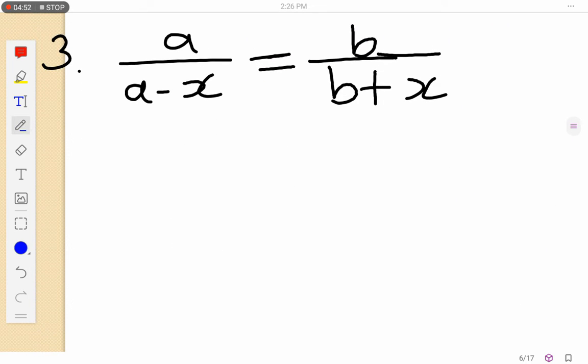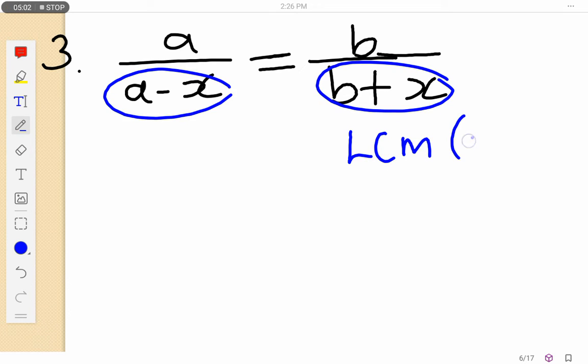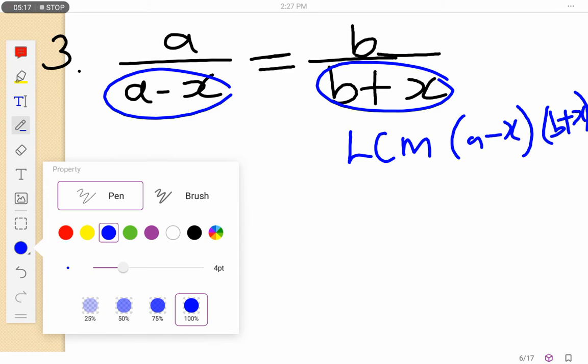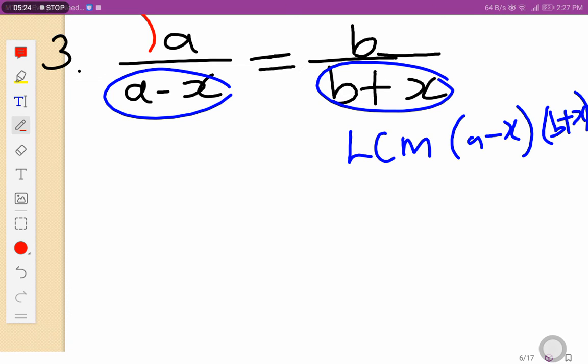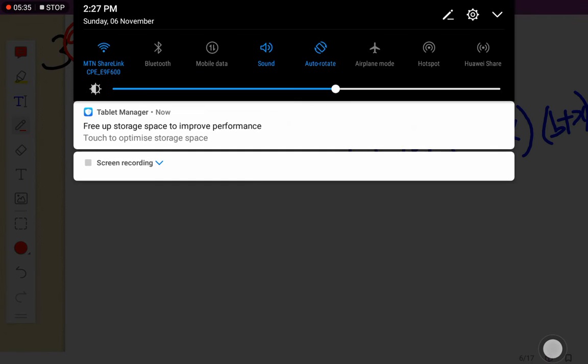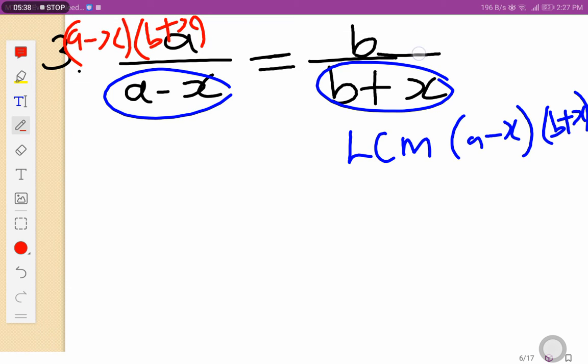Okay, for this one, we multiply with the two denominators. The lowest common multiple for these two denominators is a minus x and b plus x, like that. So we multiply everything by that. Let's do that. So I'm going to multiply everything. On this side, I'll multiply by a minus x by b plus x, like that. Then on the other side, I do the same. I multiply by a minus x by b plus x, like that.